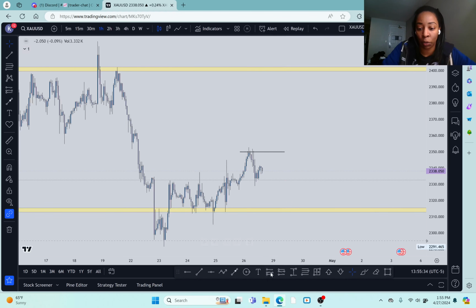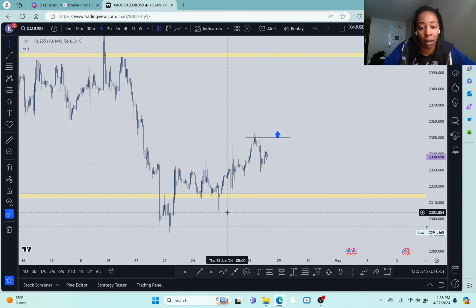And one thing I am going to do is put this little arrow right here, just so that when I come back to the chart early next week or this upcoming week, I will see that, and that makes sense to me. Okay, great.